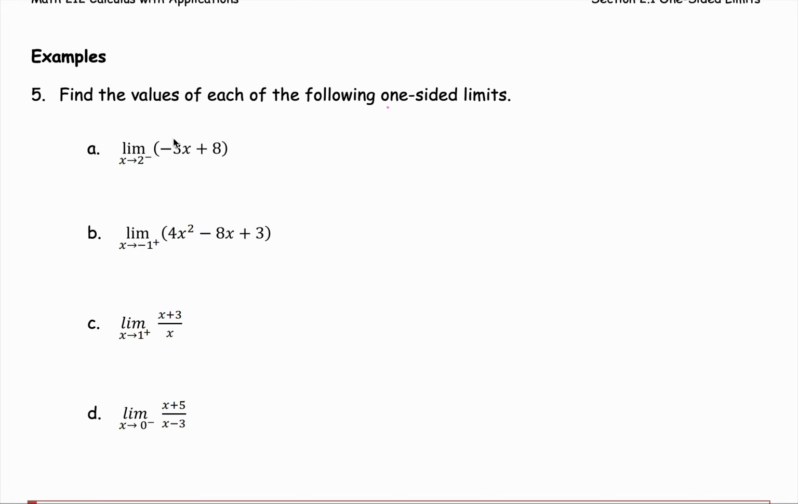In part A, the function is negative 3x plus 8, which is definitely a polynomial function, and the a value, a is 2. It doesn't matter whether it's the left-sided limit or the right-sided limit. The limit of the polynomial function is the same as the polynomial function value at that point. So we're going to plug it in. Wherever you see x, we replace it with the value 2, and then simplify the number to get the value of this one-sided limit. Negative 3 times 2 is negative 6, added by 8. The result is positive 2.